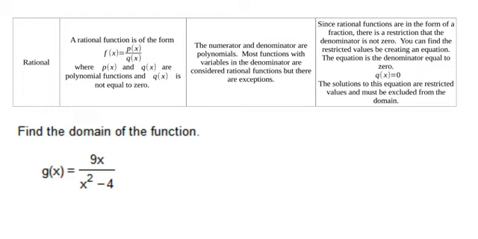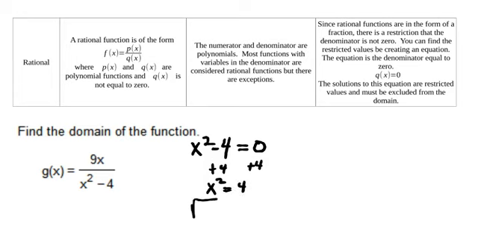Our denominator, q of x, would be x squared minus 4. We're going to set that equal to 0 so that we can find those restricted values. Now to solve this equation, this is a quadratic equation. There are many approaches you could take. We'll take the approach of isolating the square. So we're going to add 4 to both sides. x squared equals 4. Once we isolate the square, we'll square root both sides to get rid of that square.